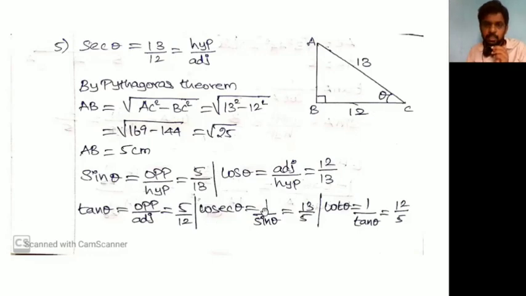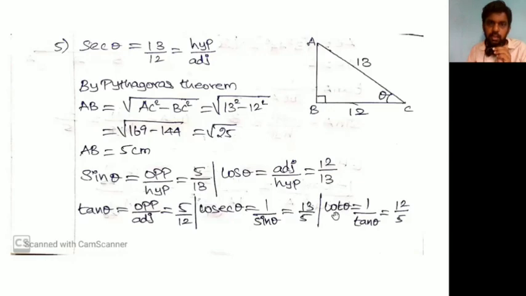Cosecant theta is the reciprocal of sin theta. So sin theta is 5 by 13. Therefore, cosecant theta is 13 by 5. So we can say cosecant theta is equal to hypotenuse divided by opposite. Still we will get 13 divided by 5. Hypotenuse is 13 and opposite is 5.